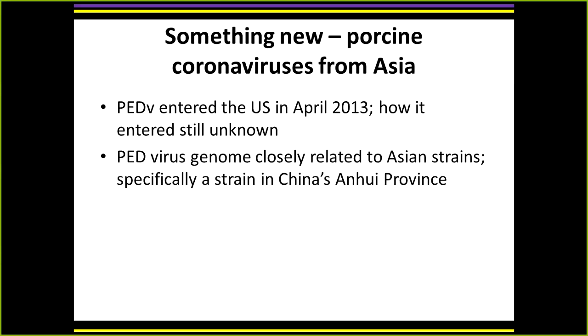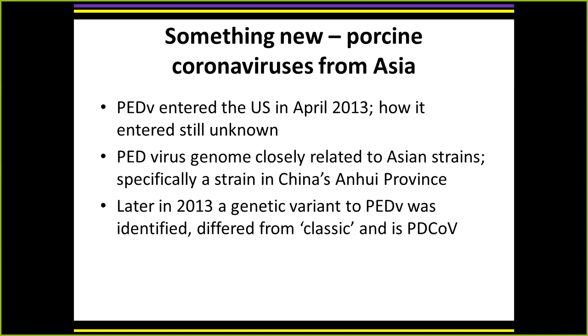So in April of 2013, the disease popped up in Iowa, Indiana, and Oklahoma almost simultaneously, the end of April and the first week of May. And how it entered is still unknown. By genetic sequencing, the virus was associated with a closely related PED virus in Asia from China. And then later, to add to the complexity, a genetic variant of PED was identified, different from the classic one that first entered, and distantly related, so distantly that it is probably not a mutant of PED. It's actually a separate virus. So obviously, more than one variant entered.